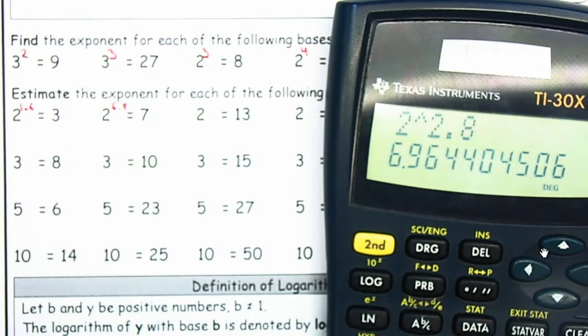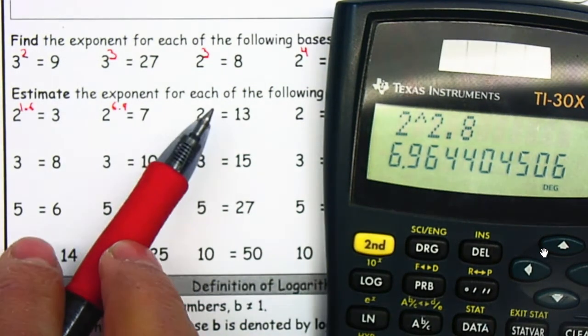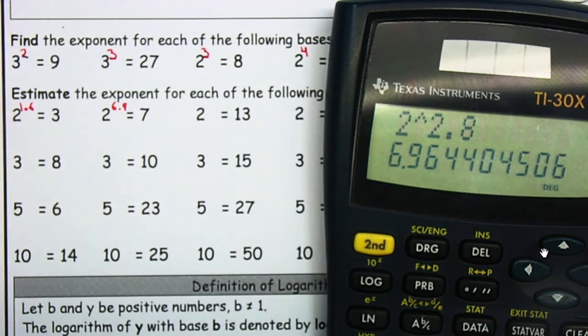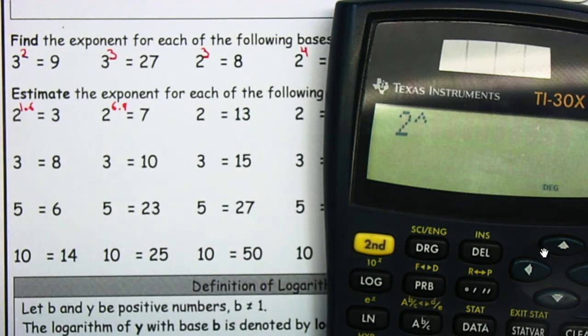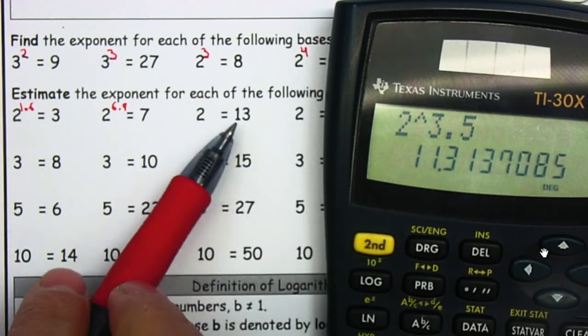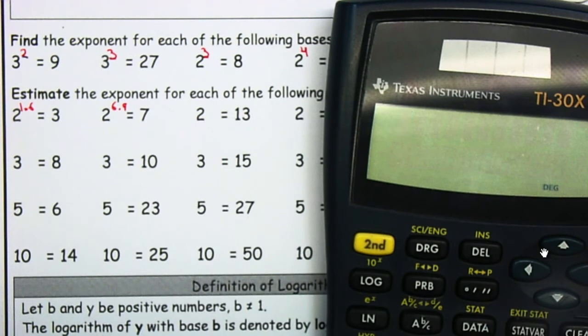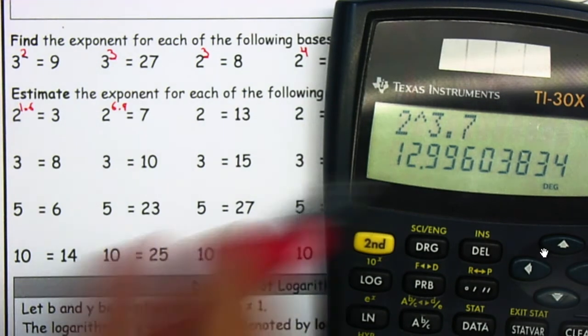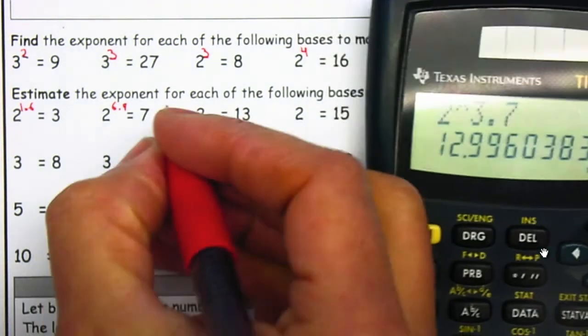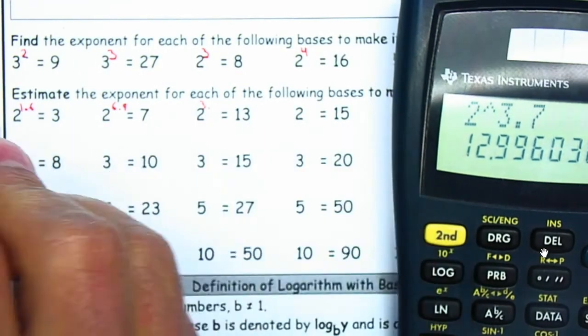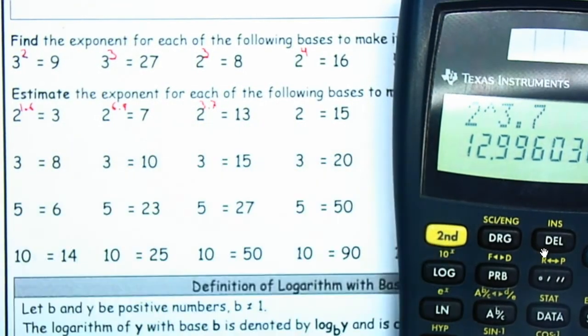I'm going to do one more with you guys. 2 to what power is equal to 13? So 2 to the power of 3 is equal to 8. So let's say 2 to the 4th power is 16. So that's a little too high. So let's try 3.5. 2 to the power of 3.5. That's 11. I'm looking for 13. So 2 to the power of 3.7. 12.99. So that's not bad. So let's say that's 3.7. 2 to the power of 3.7 is going to be 13.